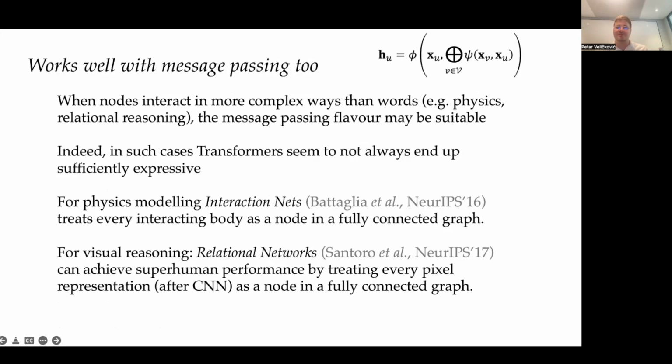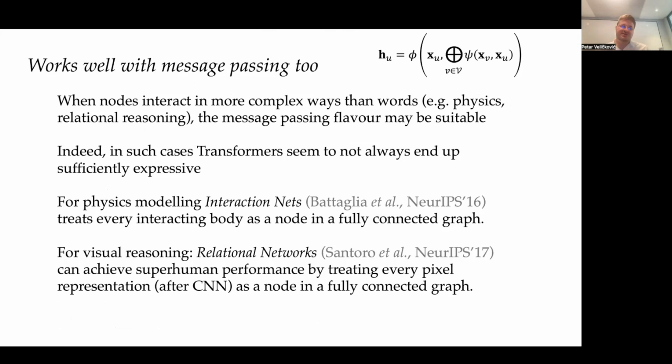But that being said, the idea of taking a fully connected graph is not something that's restricted to transformers, and it works very well with the message passing flavor as well, if it's in the right kind of setting. So whenever you have interactions between your nodes in more complex ways than words, so physics interactions, relational reasoning, and so on, then the message passing flavor might actually be a better choice because it lets you compute a more complex message along every single edge.